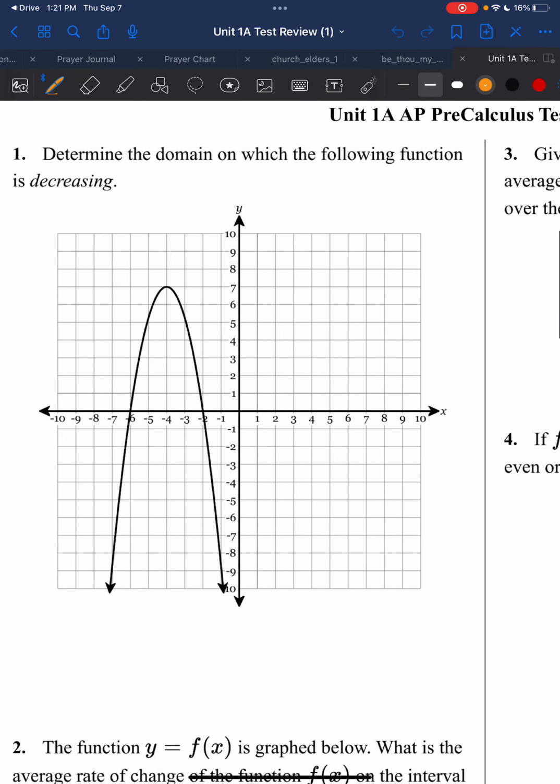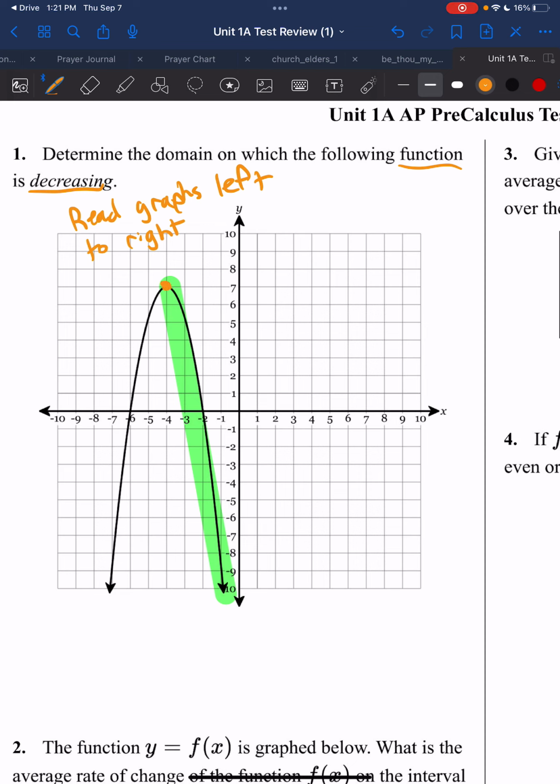It says, determine the domain on which the function is decreasing. So the function is decreasing, so that's going to be this highlighted portion here. So the function is decreasing on this portion here, highlighted in green. And remember, you read graphs left to right.